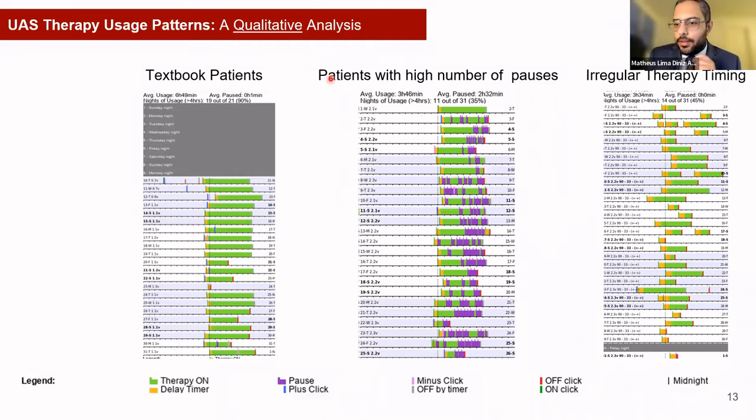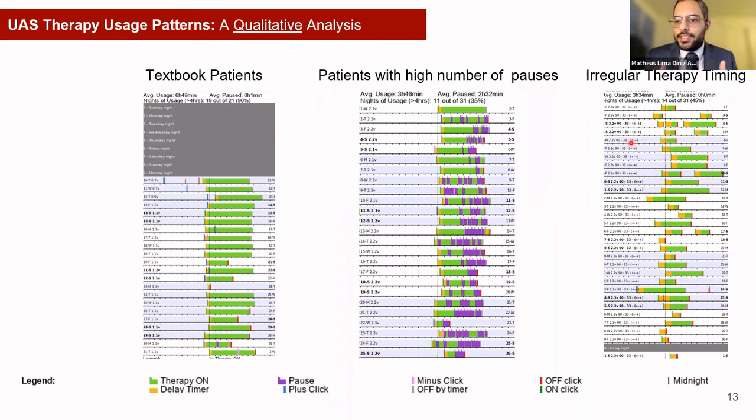But now look at this second patient. Although they start using the device quite well, we see these purple regions in each day of therapy usage. These purple regions mean that the patient is pausing the therapy too much and using it less. So something is happening with this patient that they are pausing the device. And then we have the irregular therapy time type of patients that we found, in which, although this patient does not pause too much, they are really inconsistent in the time they turn on the therapy and also the time they turn off the therapy. And there are even some gaps in the therapy.